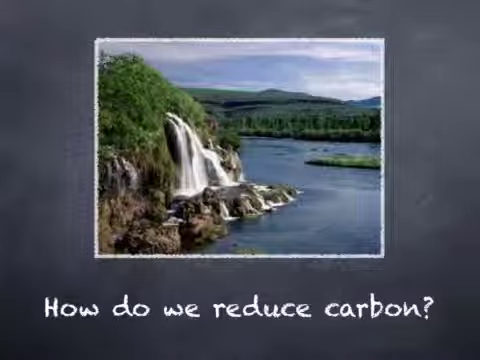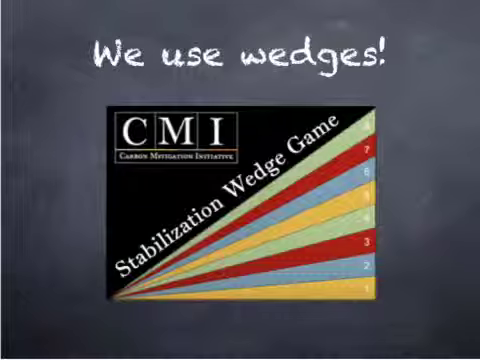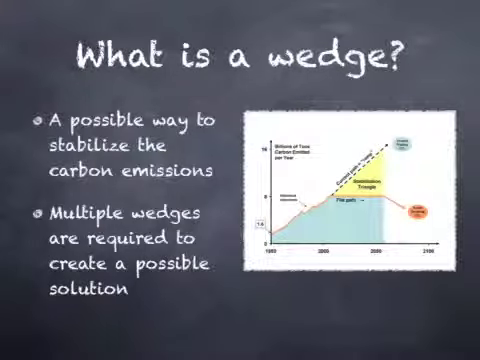How do we reduce carbon? We use wedges. What is a wedge? A possible way to stabilize the carbon emissions. Multiple wedges are required to create a possible solution.